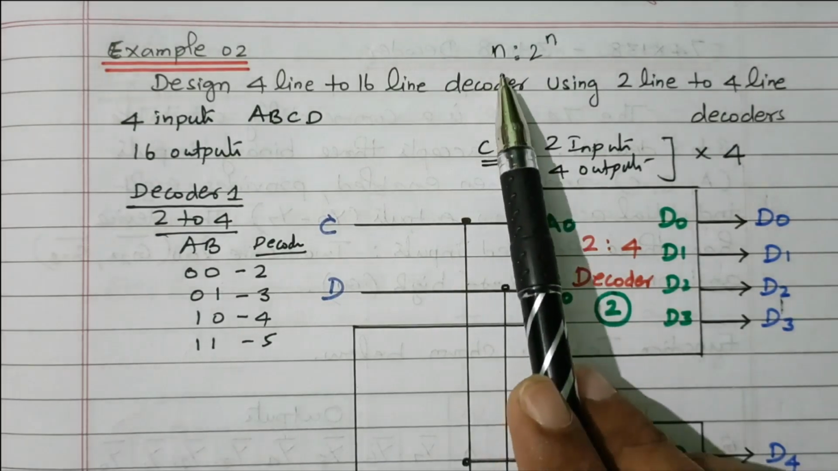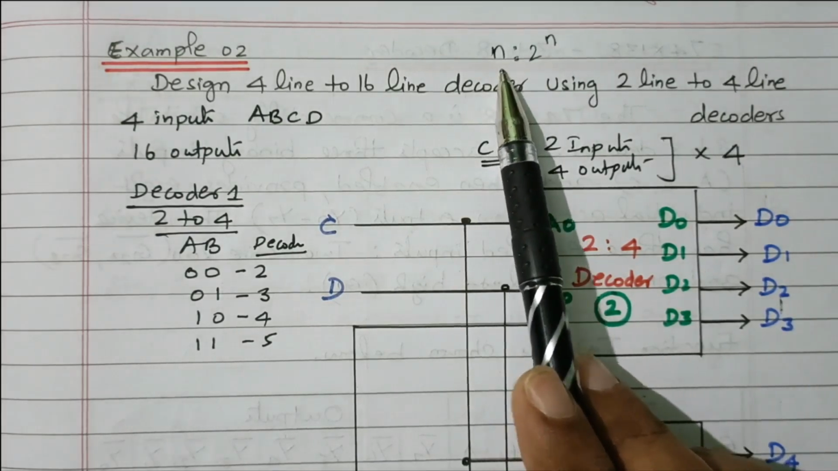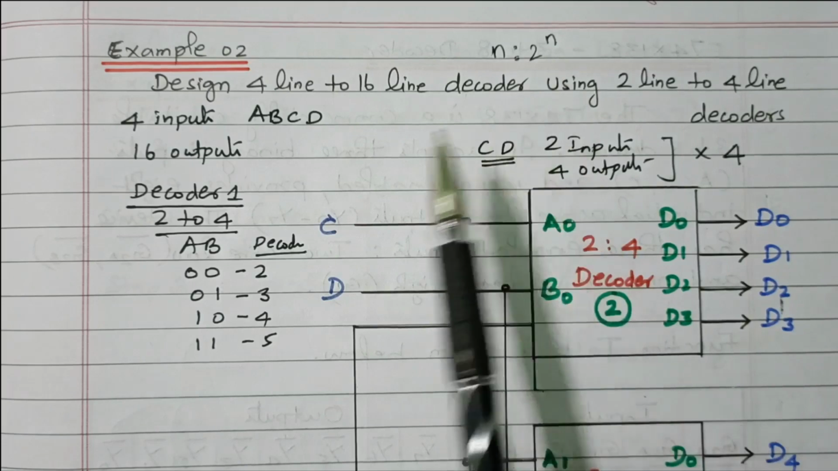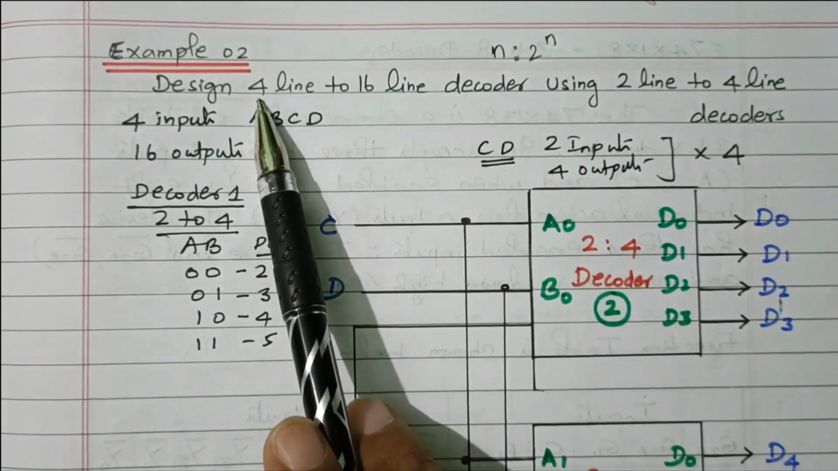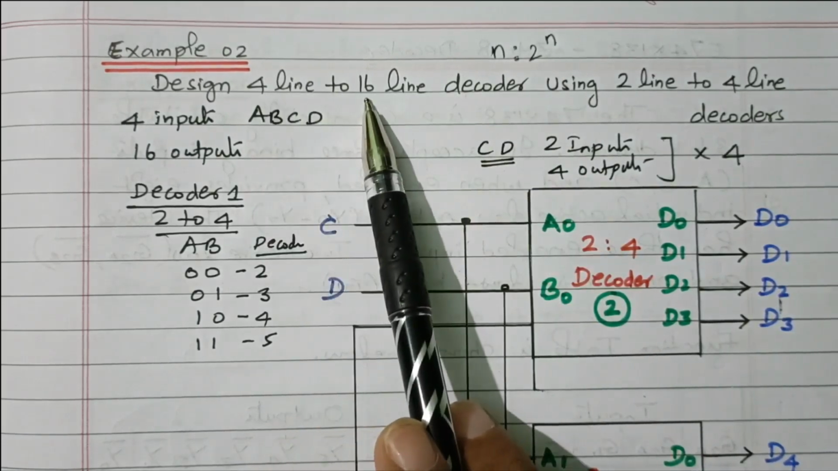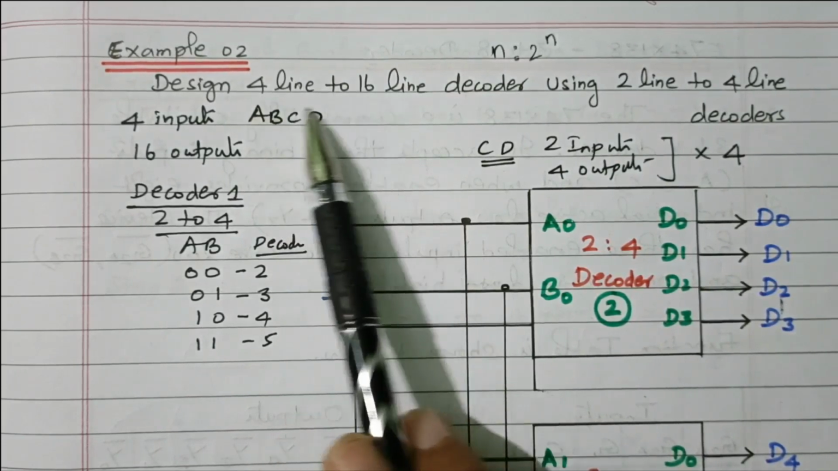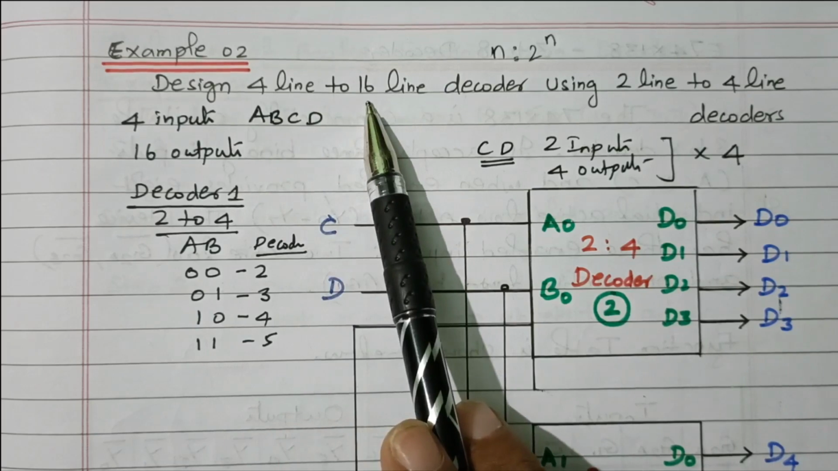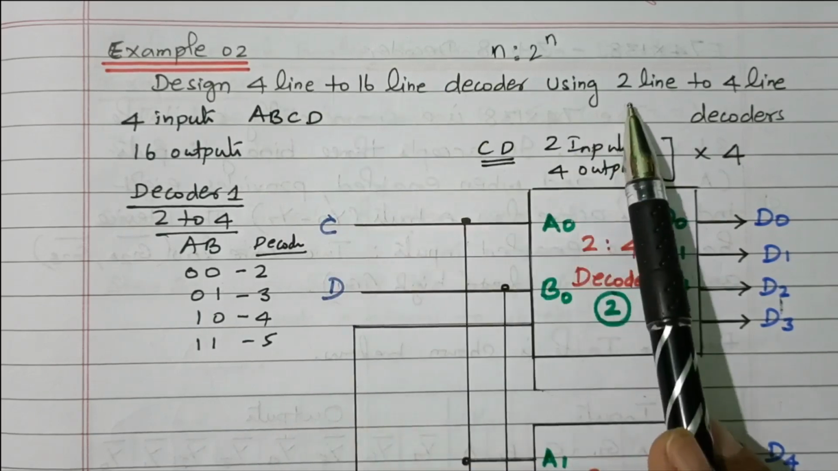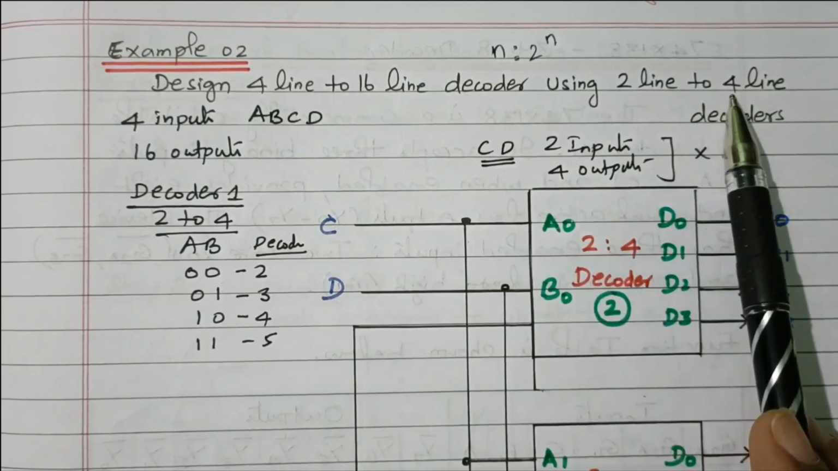Now we'll go to the topic. The decoder has n inputs with 2 to the power n outputs. Here n is 4 and the output is 2 to the power 4, 16. So 4 inputs and 16 outputs. We need to design a 4 input, 16 output decoder using 2 input, 4 output decoders, right?